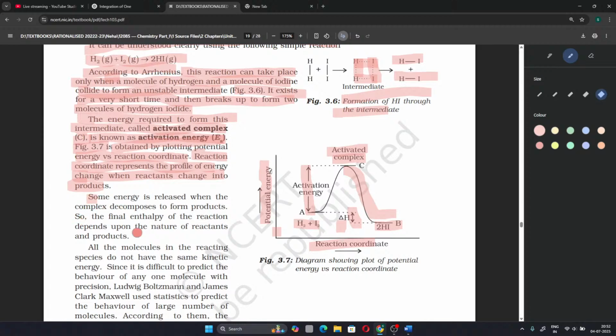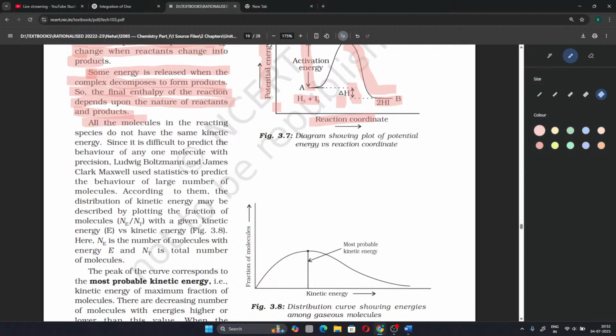I think the reaction coordinate is basically the step, indicating the progress through the reaction. Some energy is released when the complex decomposes to form products. So the final enthalpy of the reaction depends on the nature of the reactants and products.